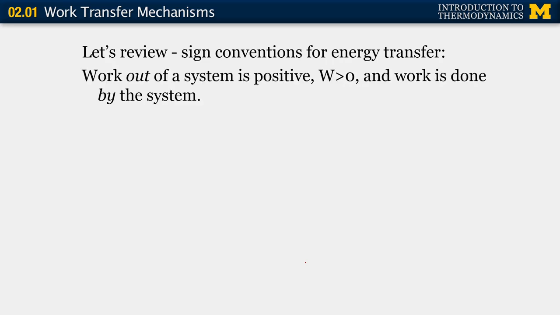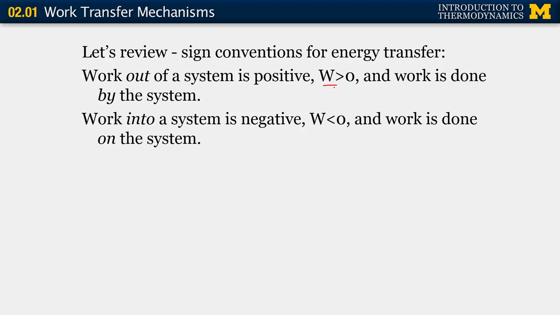Work out of a system is positive, so that's greater than zero, where our work term here would be greater than zero. The phrase we would use is that work is done by the system. So my turbine, if it's generating power, which we kind of hope all turbines are generating power, that would be work out of the system. It would be a positive term. If the work is into the system, like when we compress a gas like we do in an engine, then that term is negative. That would give us a numerical value less than zero, and the work is done on the system.